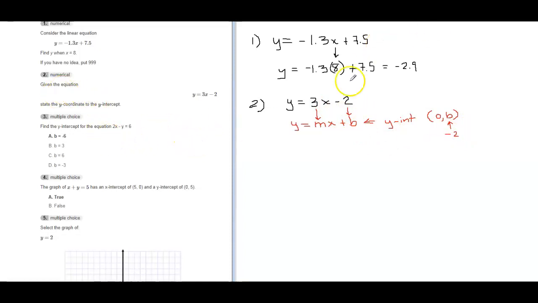Okay. Problem number 3, they ask you to find the y-intercept again, but this time the equation looks like this, 2x minus y equals 6. The easiest way to find the y-intercept is to make this equation look like the one up here in red, y equal mx plus b. So I'm going to leave the y by itself, but I want the y positive. So I'm going to make this y a plus by just adding y on both sides.